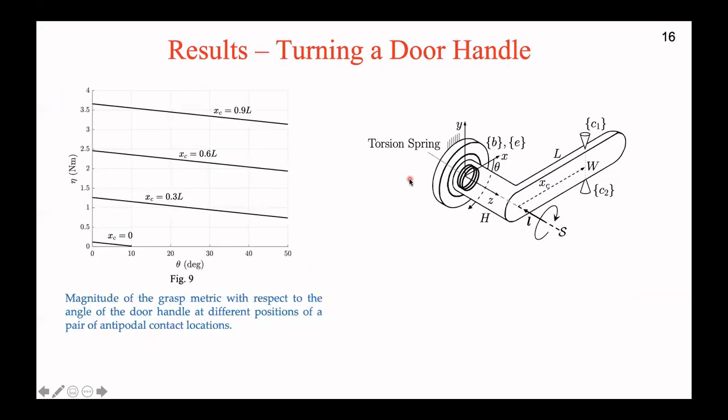Figure 9 on the left shows the variation of the value of the grasp metric eta along the y-axis and the angle of rotation of the door, theta, on the x-axis for 4 different positions of the antipodal contact locations. From the results, it is evident that as we increase the value of xe, that is, move along the x-axis, the grasp is able to generate a larger movement along the axis s to turn the door handle.